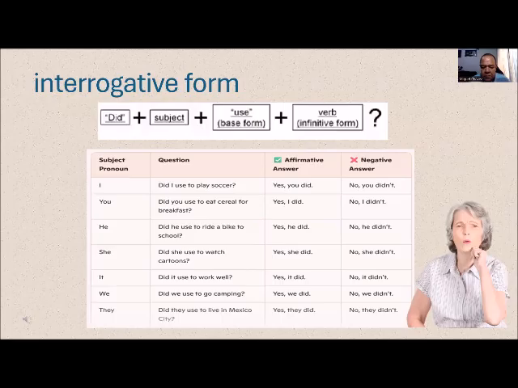Did it used to work well? Yes, it did. No, it didn't. Did we used to go camping? Yes, we did. No, we didn't. Did they used to live in Mexico City? Yes, they did. No, they didn't.